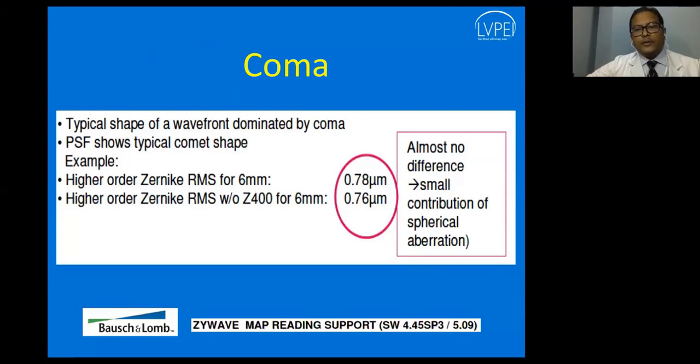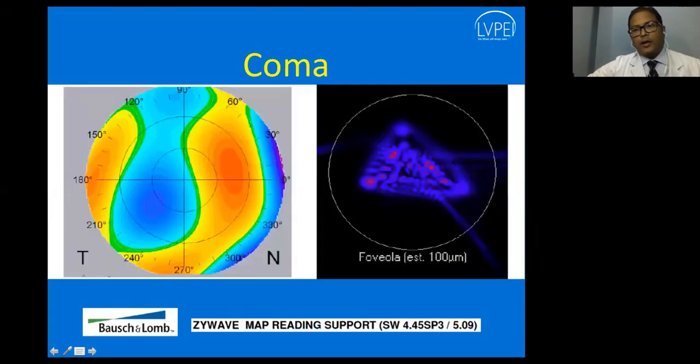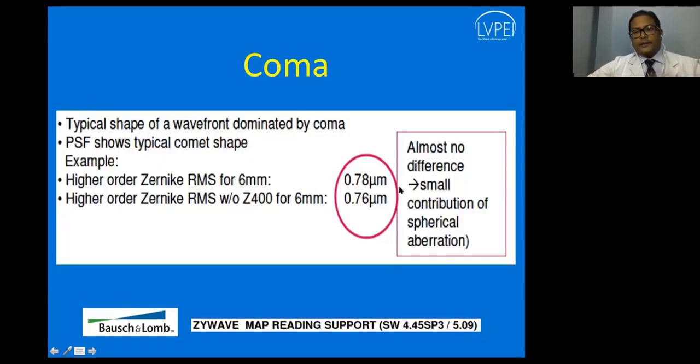And typically, there will be very little effect of the Z400. So if you see the Z400 and the total aberrations of the eye, there is hardly any difference. The higher order aberration for 6 millimeters is 0.78, and the higher order aberration without the Z400 is 0.76. So almost no difference. And you see a Foveola test, which is like a comet, and there is a small contribution of the spherical aberration.